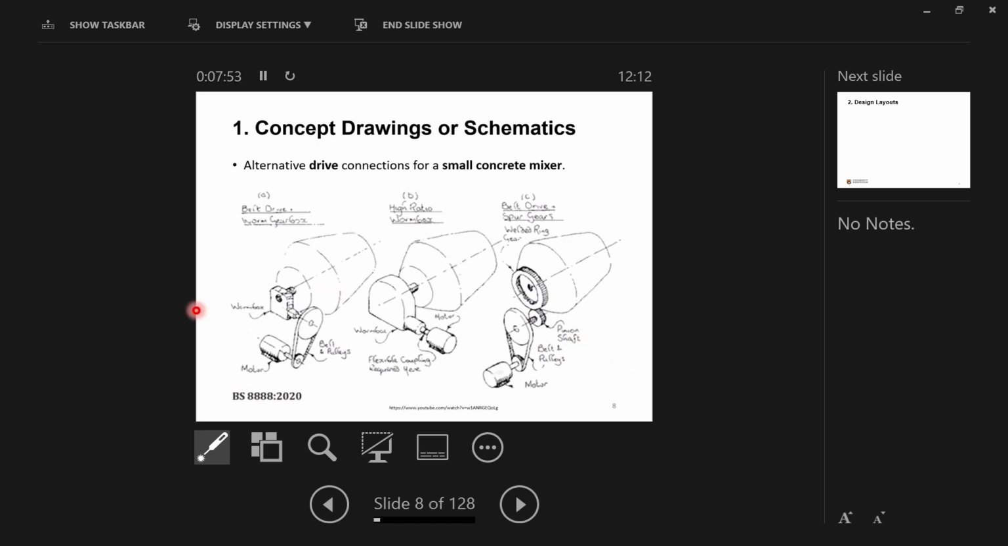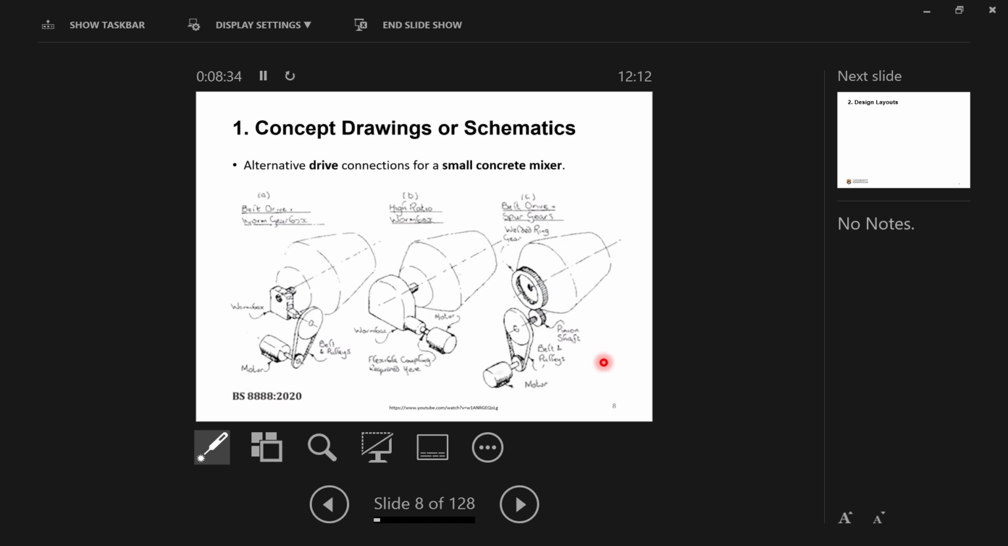It's just a concept without any dimensions even. If, for example, this is the concrete mixture, the first concept here is talking about having a motor, then having 2 pulleys and a belt, and then having a worm wheel gearbox. The second one is a motor, then a flexible coupling connected to a worm wheel gearbox. The third one is a motor connected to a pulley and belt and 2 pulleys, then connected to a spur gear drive.